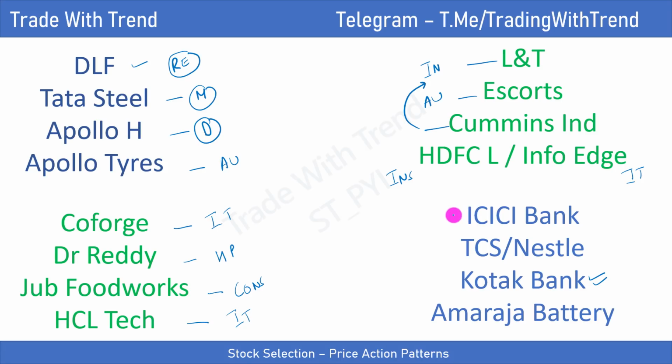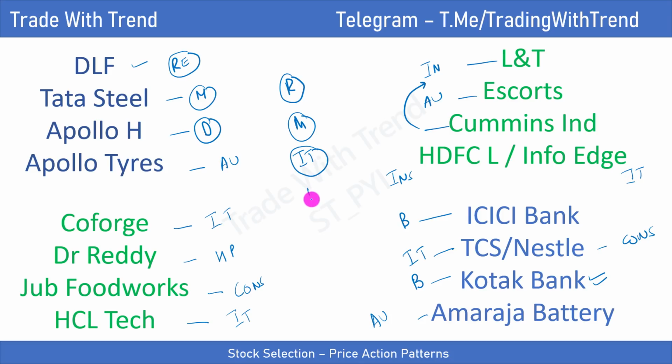Now in today's video, I've selected ICICI and Kotak both from banking and financial space. TCS is from IT, Nestle is from consumption, and Amara Raja battery again is from auto sector. So can you see something here? I have made a complete watch list for the next 3-4 months kind of trading in almost all the major sectors. This is real estate, metals, IT, pharma.